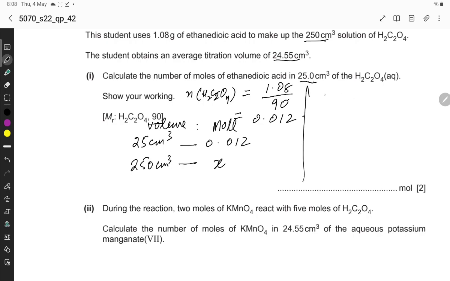So the answer is 0.012 divided by 25, into 250. Cross multiply and the answer is 0.0012.